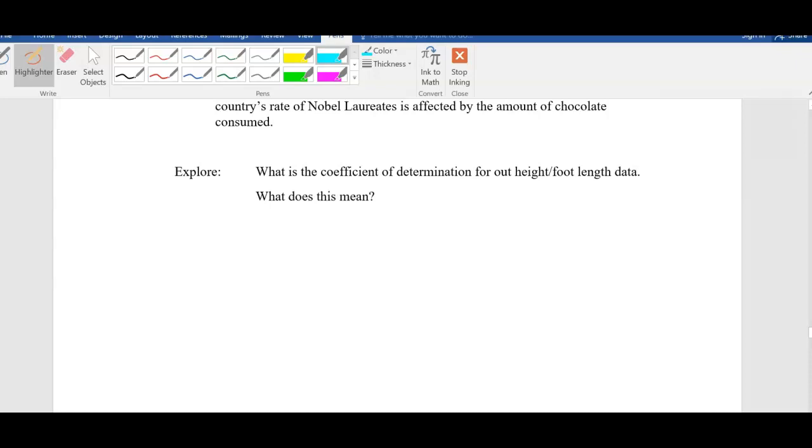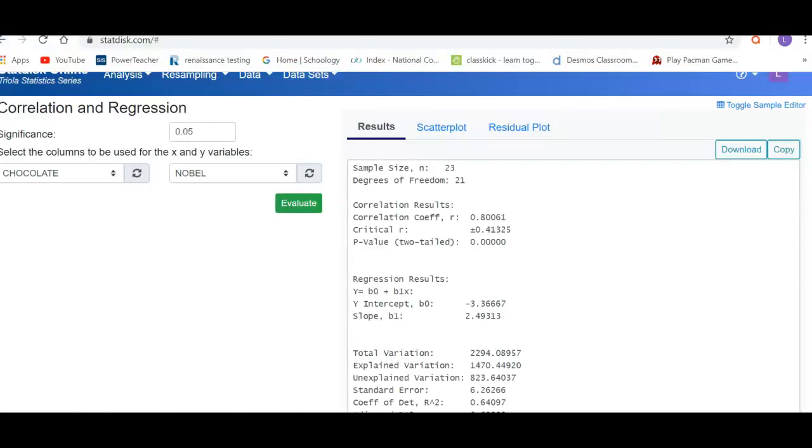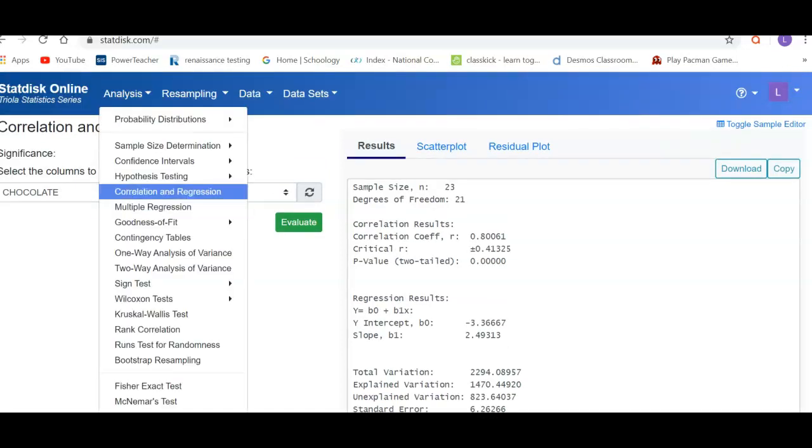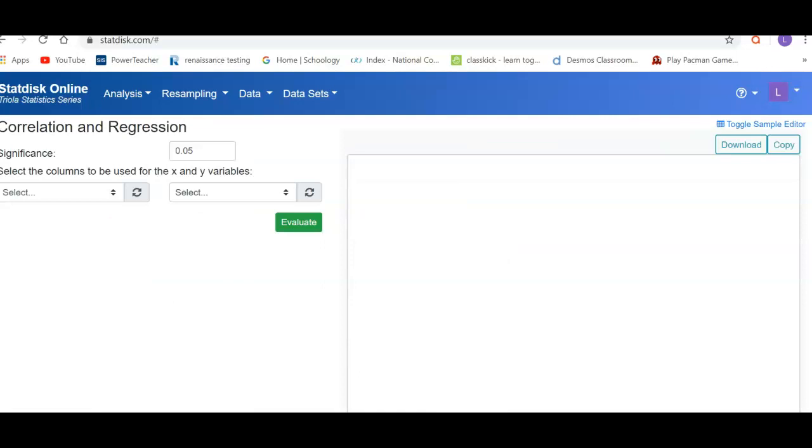So when you type this into StatDisk, let's pause it. All right, I actually forgot I was going to show you this in StatDisk, my fault. So I'm doing my chocolate and my Nobel Prize. So chocolate was my X, so it's in the first box. So we went to analysis, correlation and regression, 0.05. I'm going to compare chocolate to my Nobel Prize winners.